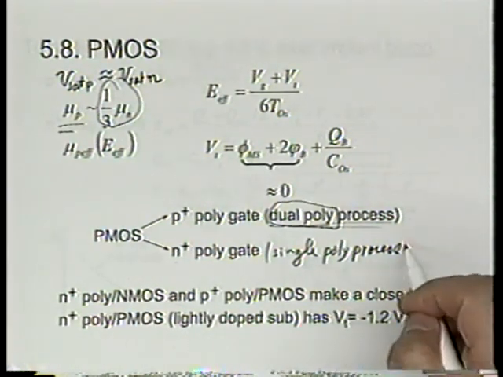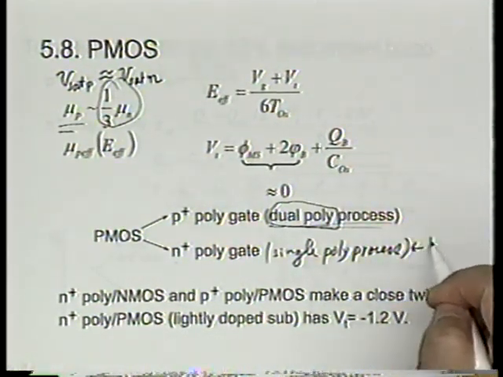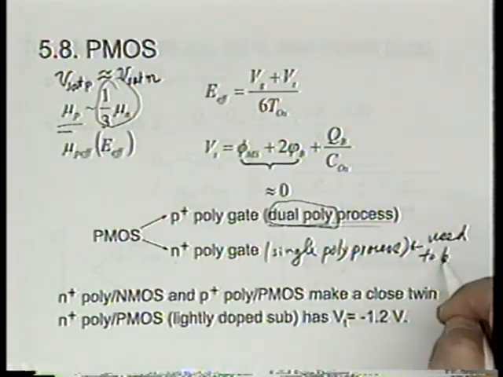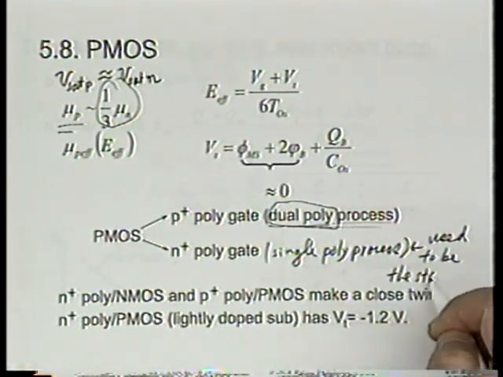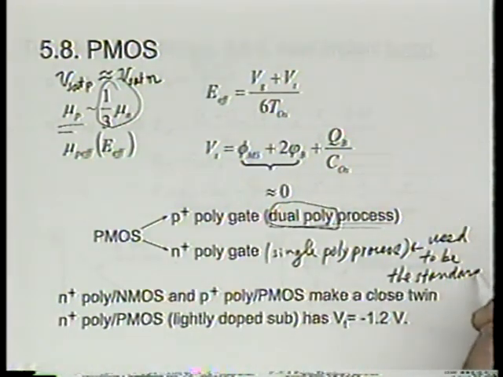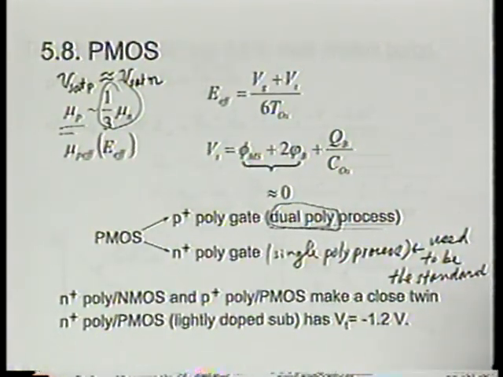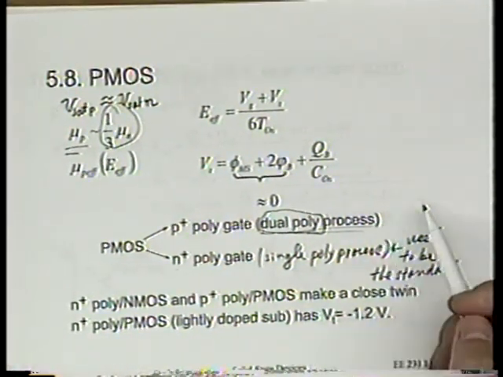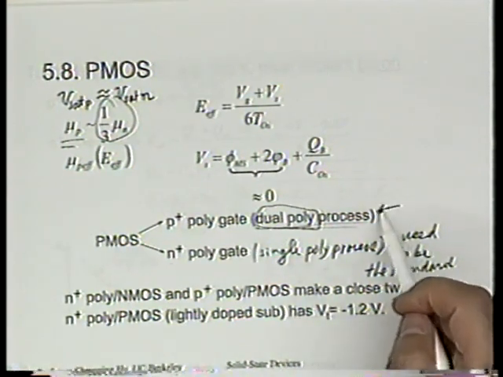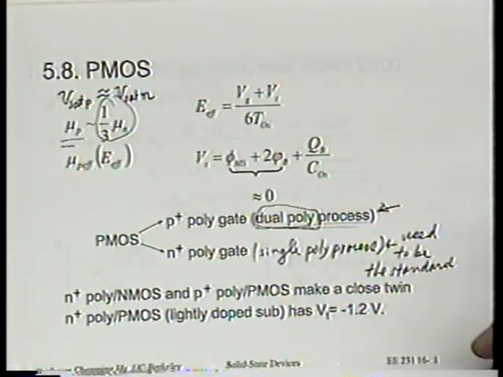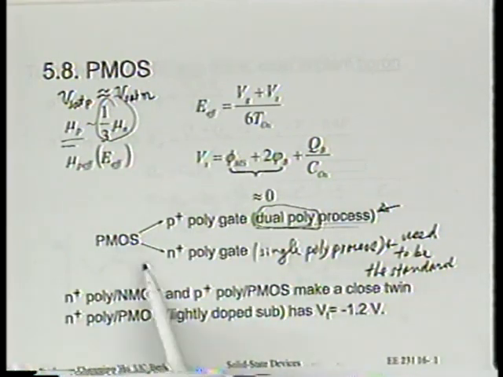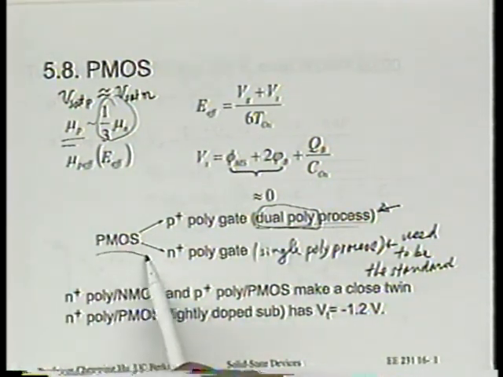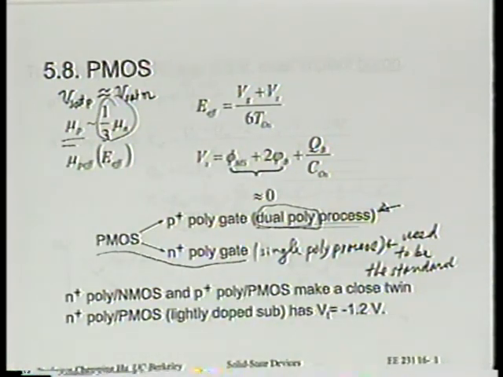The single poly process used to be the standard. But now it's only used in cost-sensitive products such as DRAMs. For other applications, digital and analog, the dual poly process is standard. And the reason is that short channel effect makes it difficult to make short channel transistors using n plus poly gate for PMOSFET. And why don't we wait a few slides before we see why that's the problem, okay?